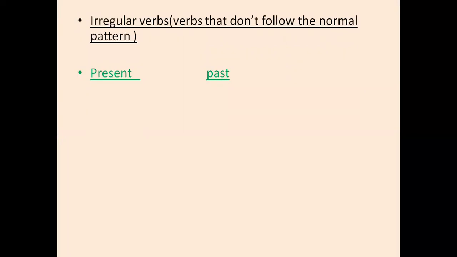Now we are talking about irregular verbs. What does irregular verbs mean? Irregular verbs mean verbs that don't follow the normal pattern, or verbs that have different forms in past simple, such as these examples.